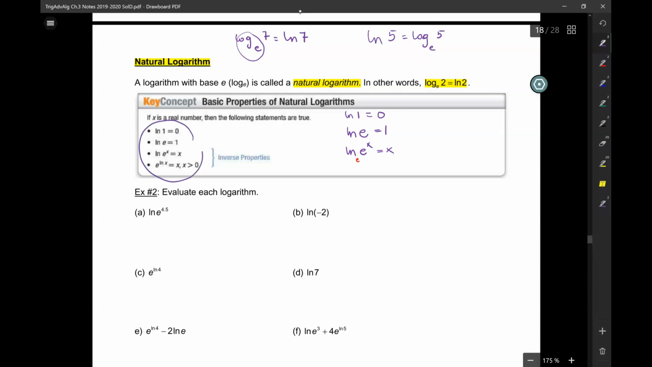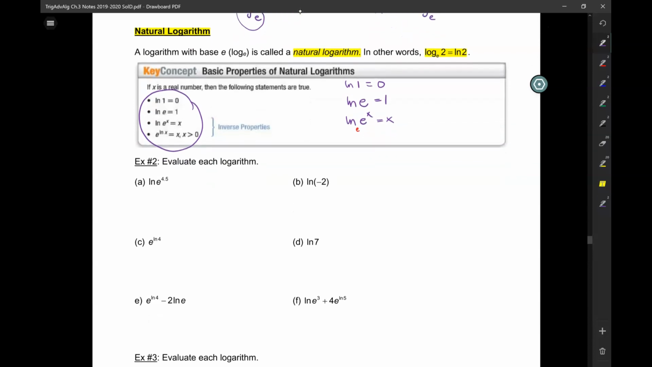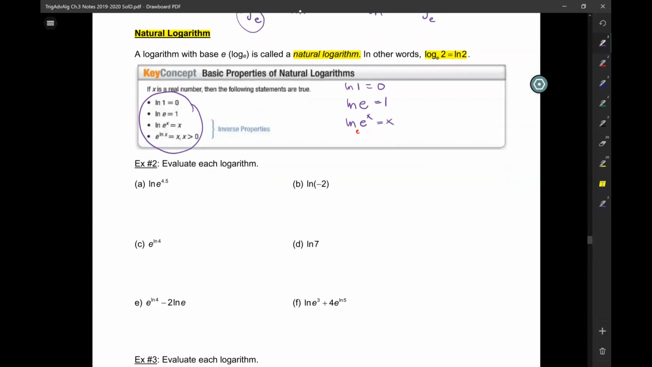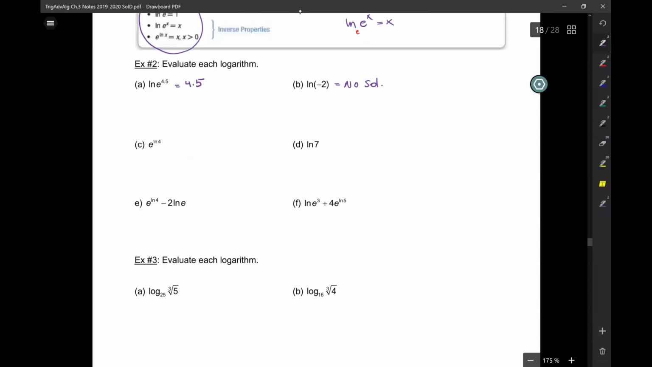So again, these are the properties for ln's. ln of 1 is 0 and so on. Take a look at this one. ln of e to the 4.5 is just 4.5. ln and e together reduce. So what's ln of negative 2? No solution. What's e to the ln of 4? 4.